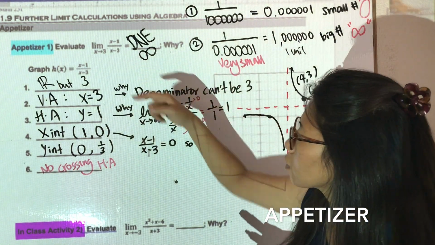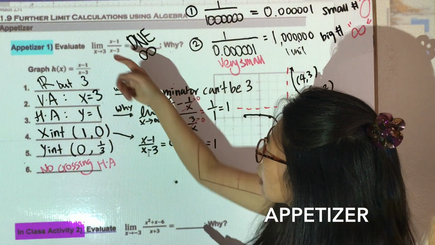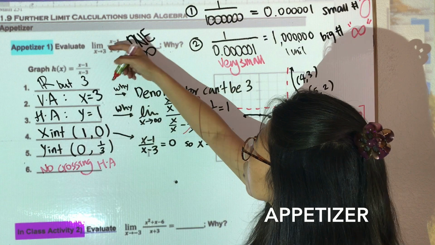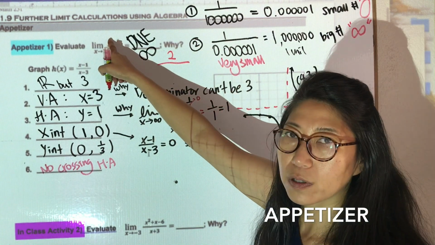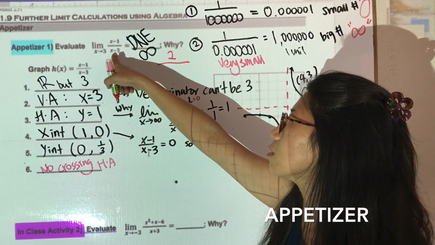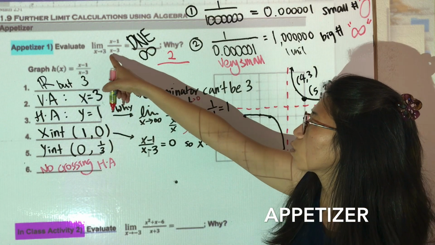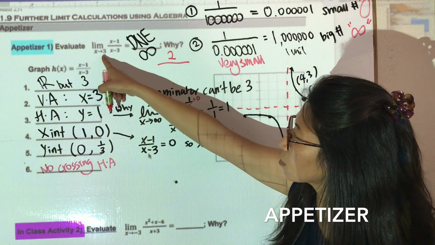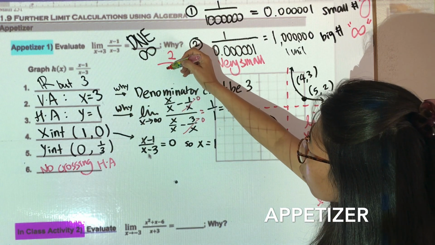So when you see this one, you could also guess too. When I plug in 3, I know my top is going to be 2 because it's continuous and you can plug in, but you cannot plug in the bottom. But limit means a very small number, so I'm going to plug in 2.9. Then I get 0.1.